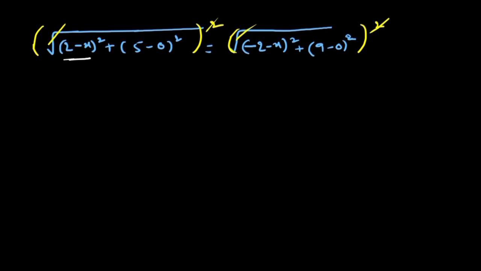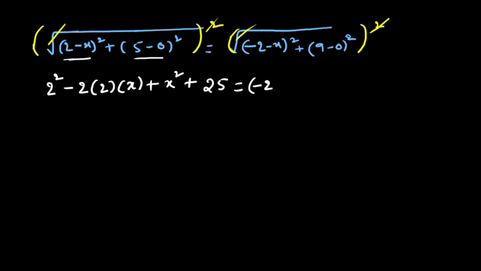Now we have (2 minus x) whole square. We can write this in the form of (a minus b) whole square, so this is a square minus 2ab plus b square: 2 square minus 2 into 2 into x, plus x square, plus 5 square, which is 25. That equals (-2 minus x) whole square, which is (-2) square minus 2 into (-2) into x, plus x square, plus 9 square, which is 81.